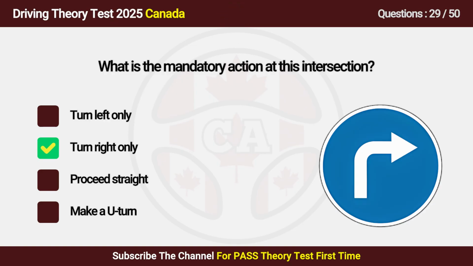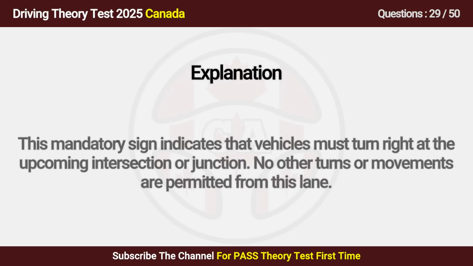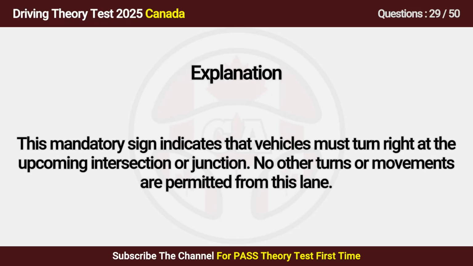Answer is B, turn right only. This mandatory sign indicates that vehicles must turn right at the upcoming intersection or junction. No other turns or movements are permitted from this lane.